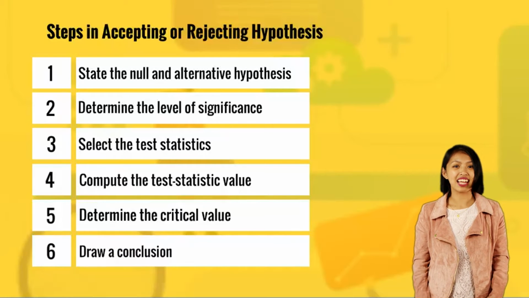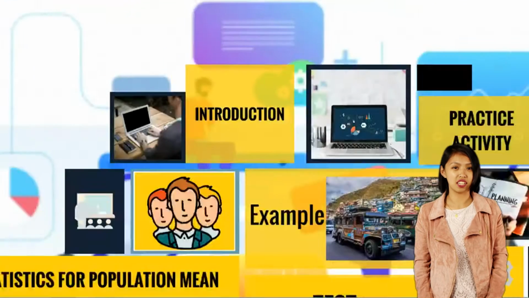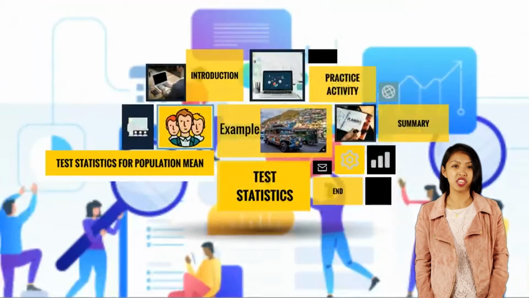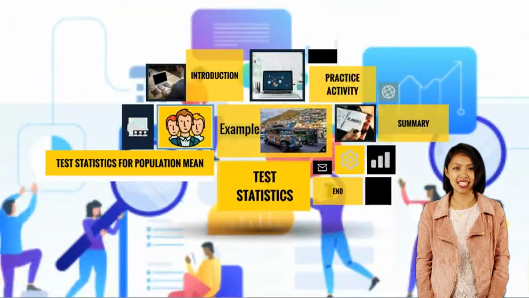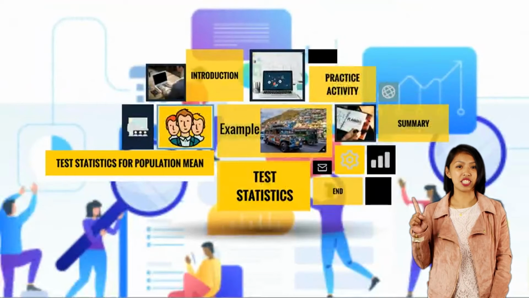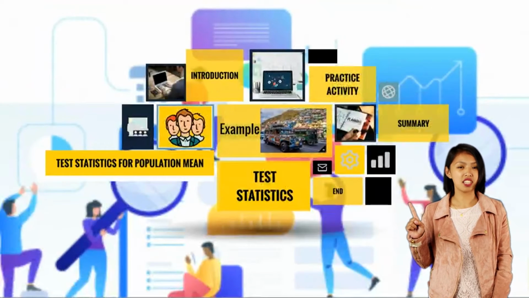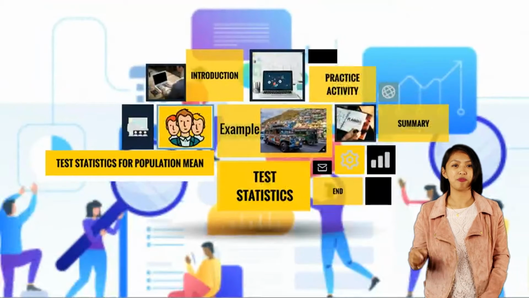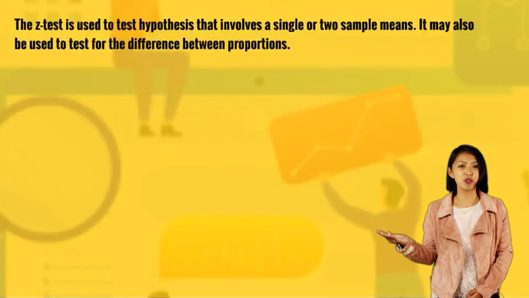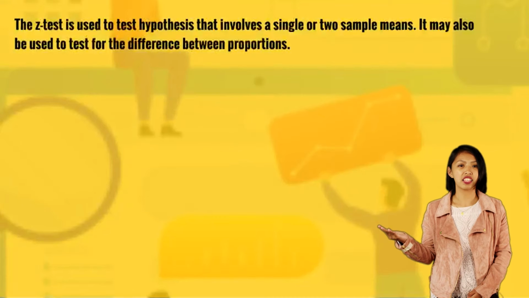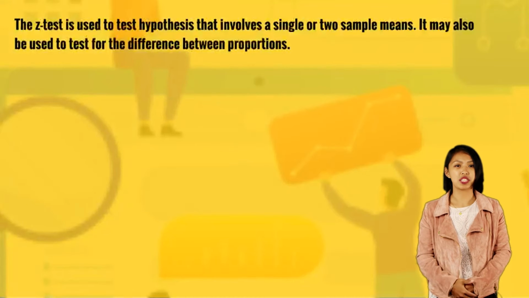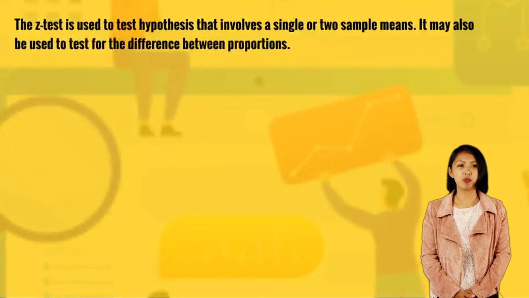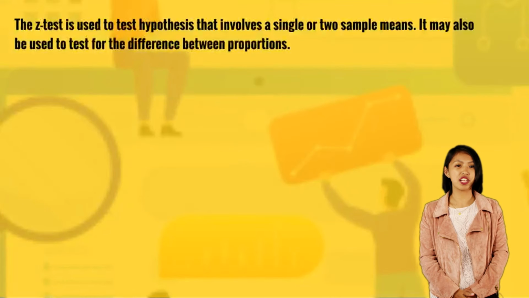The Z-test and T-test are two statistical tools used in hypothesis testing concerning means. In this lesson, we will tackle test statistics on single population mean using Z-test. The Z-test is used to test hypotheses that involve a single or two sample means. It may also be used to test for the difference between proportions.